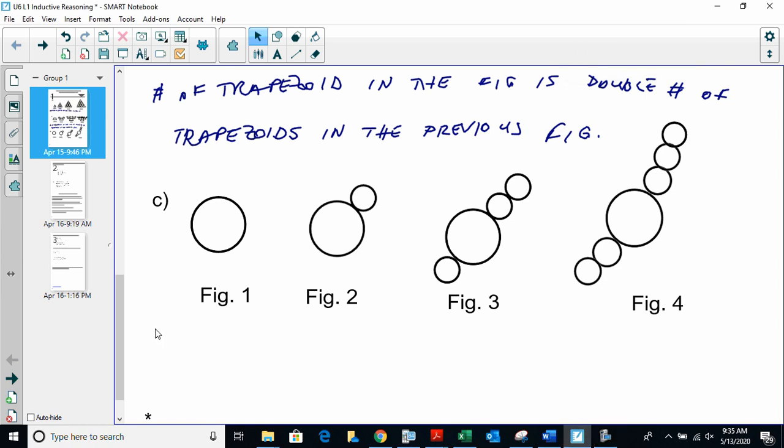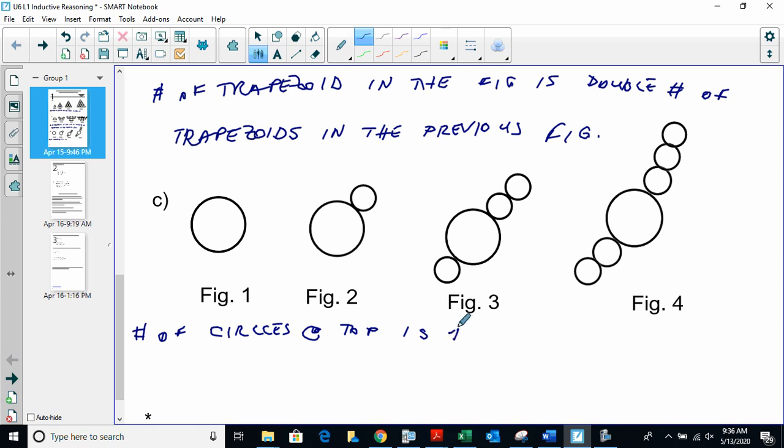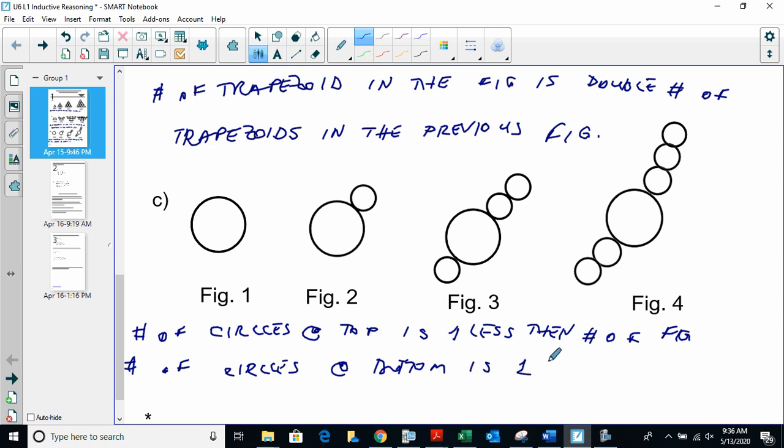So you can say the number of circles at the top is 1 less than the number of the figure, while the number of circles at the bottom is 1 less than the number of circles at the top.